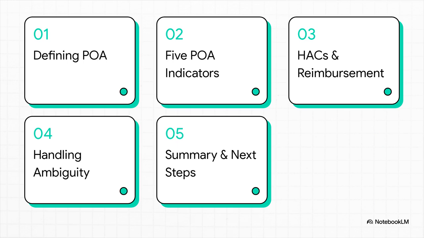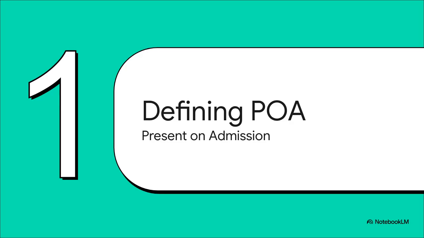Real quick, here is our roadmap for today. We are covering 1. Defining present on admission, 2. The 5 POA indicators, 3. HACs and reimbursement impact, 4. Handling ambiguity with queries, and 5. Summary and next steps.